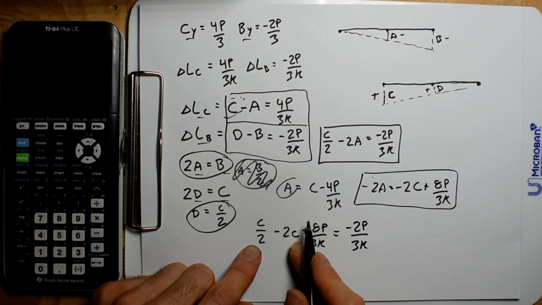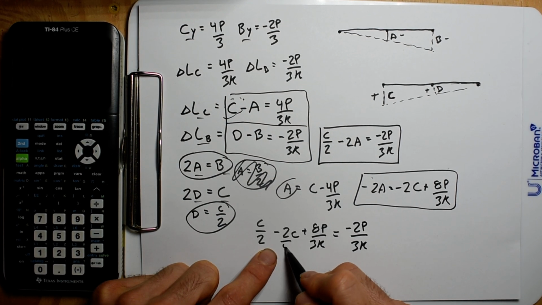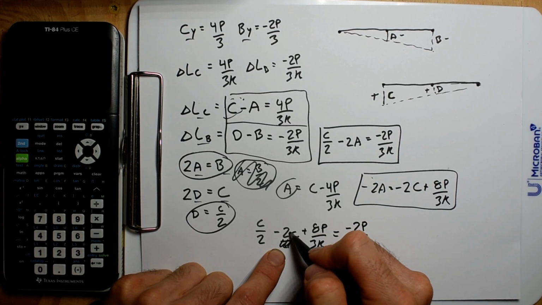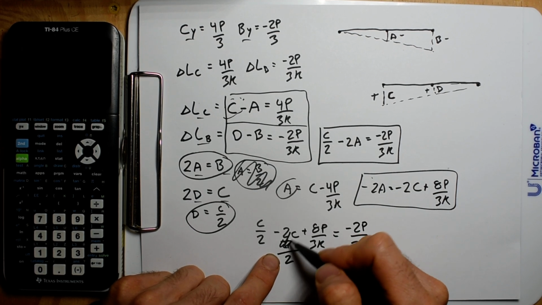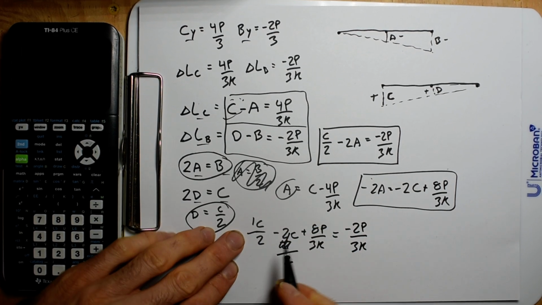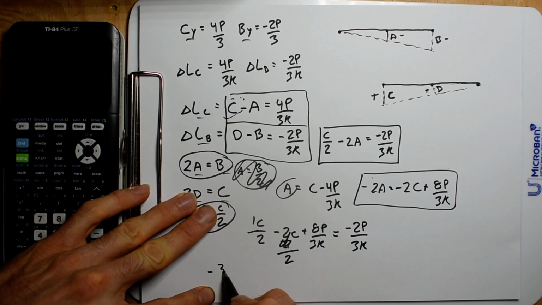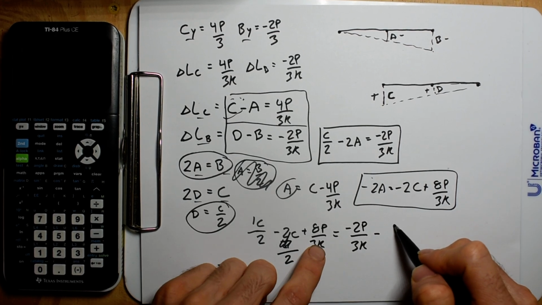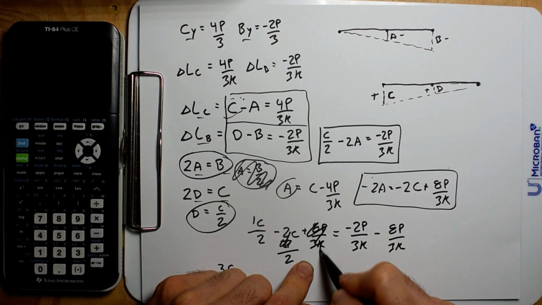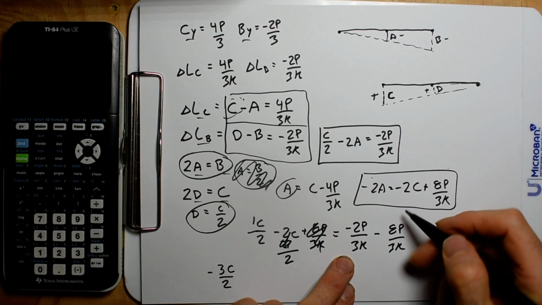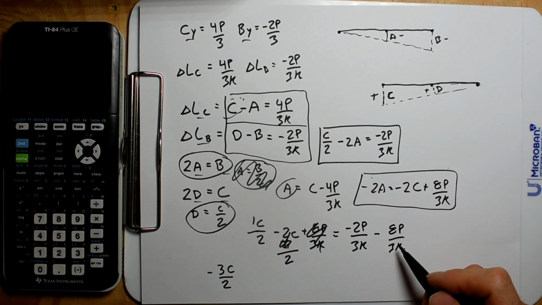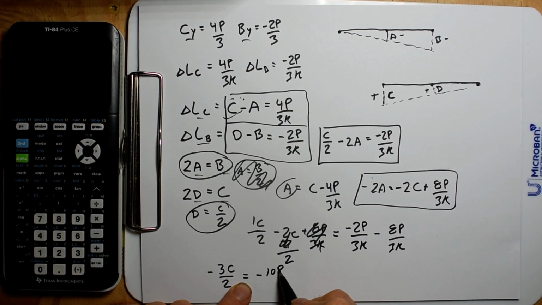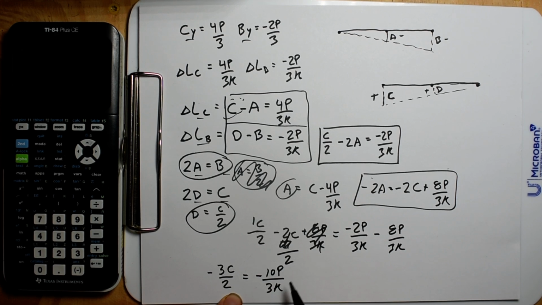Let's group our C's. This is 2, if this is 2, this is 2 over, oh, what am I doing? This is 4 over 2. So 4 over 2 is the same thing as 2. This is 1 over 2. So 1 minus 4 is negative 3C over 2. And then we're going to go minus 8p over 3k over here. And these denominators are the same. So it is equal to negative 10p over 3k. Cool.